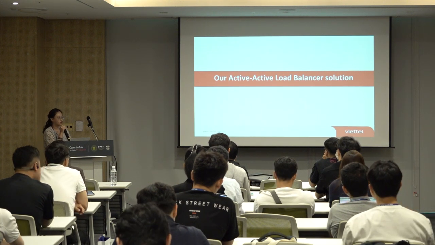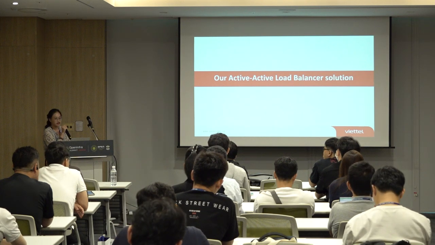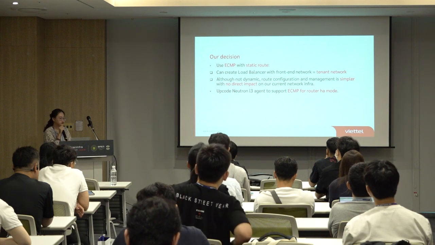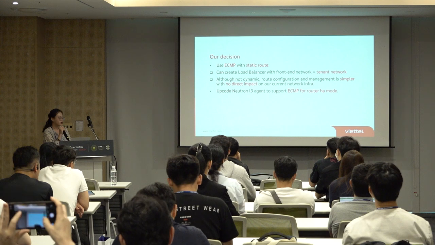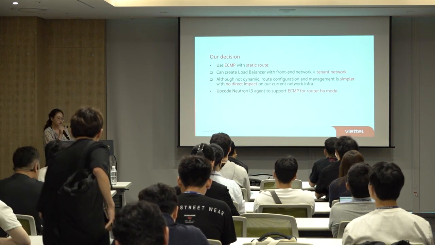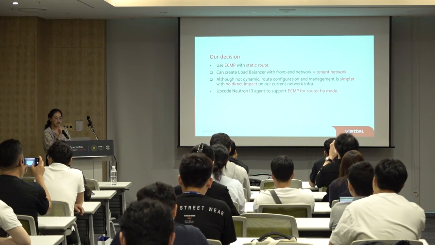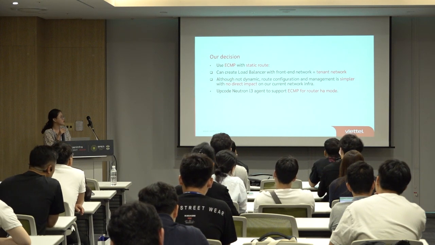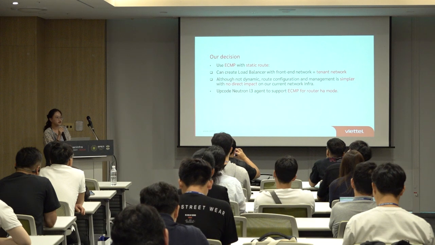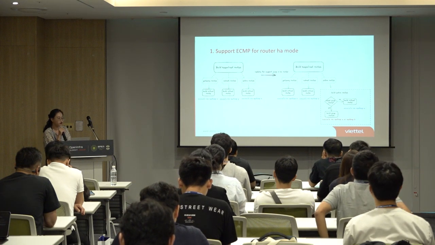After consideration and evaluation, we found the first solution to fit with our system. And let's take a look at our active-active global solution. We decided to use ECMP with static routes. It will follow the create function with running network, extend network. Although it is not a dynamic routing protocol, the route configuration and management is similar, with no direct impact on our current network infrastructure. And then we found the solution to install and upgrade Neutron L3 to support ECMP for router in high availability mode.